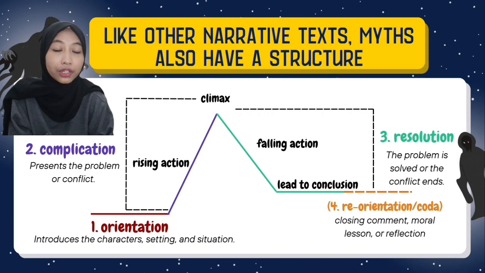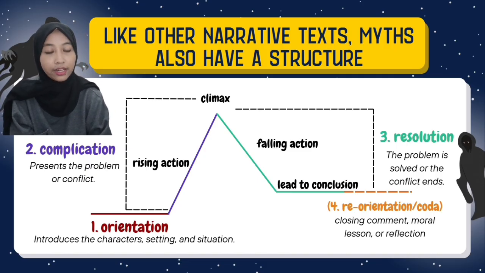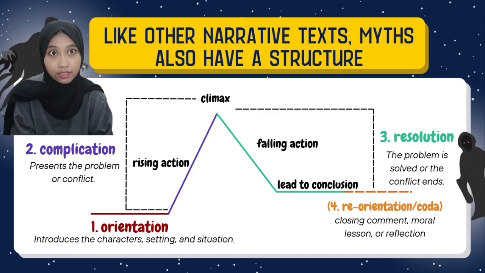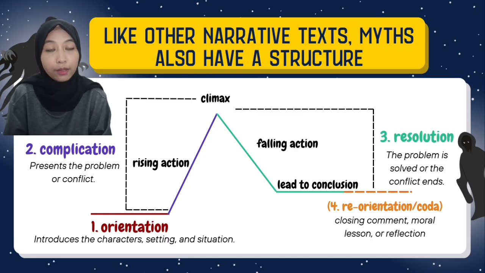Next, like other narrative texts, myths also have a structure. So what is the structure? The first one is orientation. Orientation introduces the characters, the settings, and the situations. The second one is complication. Complication presents the problem or the conflict.